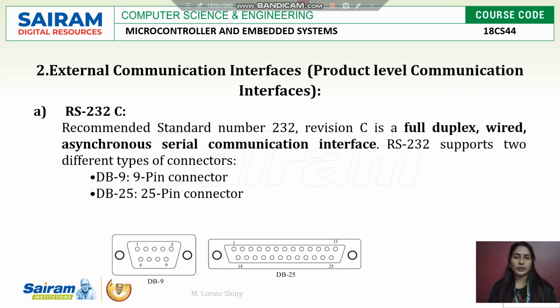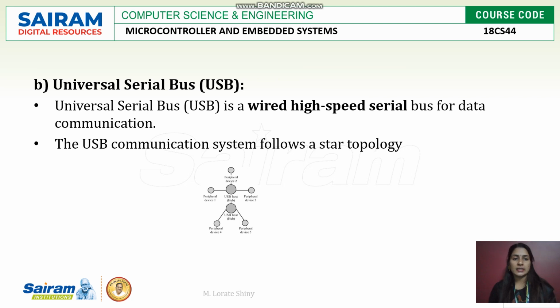Okay, next we are going to see some of the external communication interfaces. The first one is RS-232C, Recommended Standard number 232, revision C. It's a full duplex, wired, asynchronous serial communication interface, and RS-232C supports two types of connectors, a 9-pin connector and a 25-pin connector.